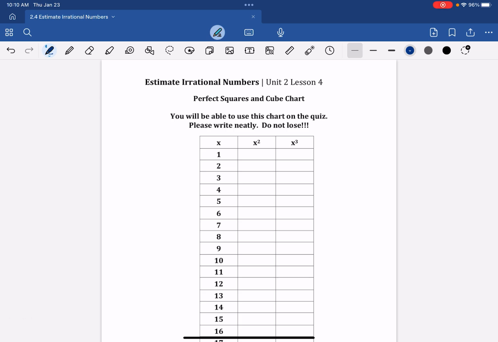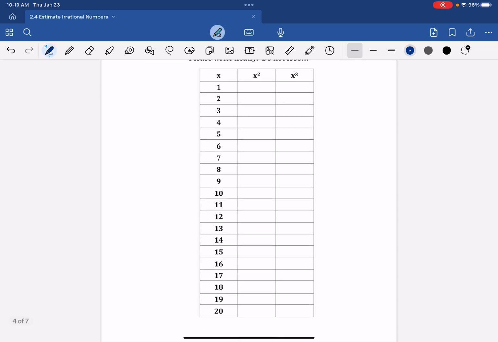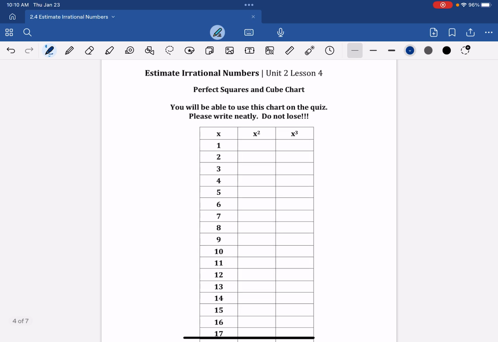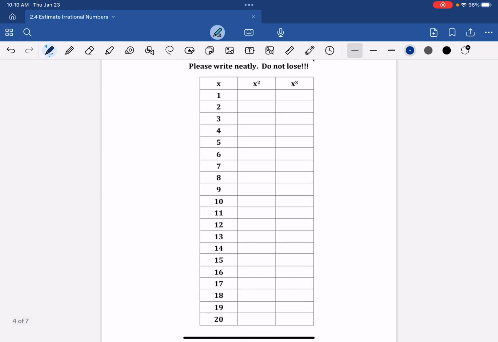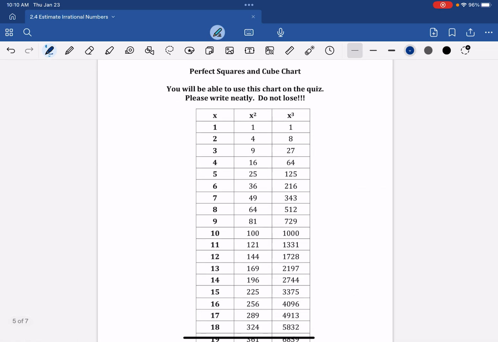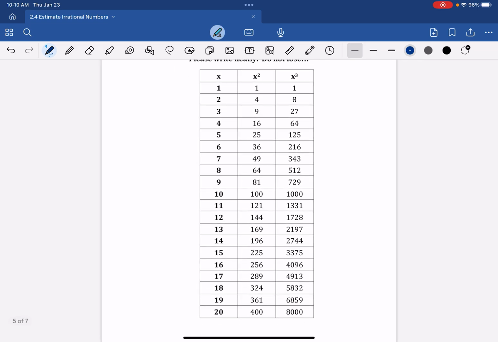You'll see on your notes that there is another perfect squares chart. This one goes all the way to 20. This is one that you will be ripping out of your packet to use on the quiz when we have the quiz in a week or so. So you need to write neatly on here. You need to make sure that all your numbers are accurate and that you don't lose it before we take the quiz. I've already typed up all the numbers for you. So write these numbers in your packet on this page, page 25, and then just leave it in your packet, don't lose it, and you'll be able to use it on the quiz.